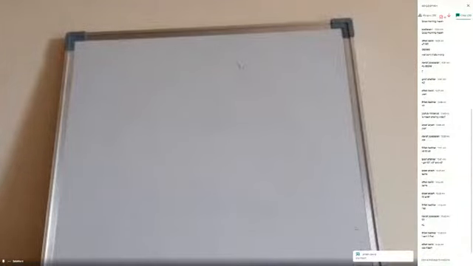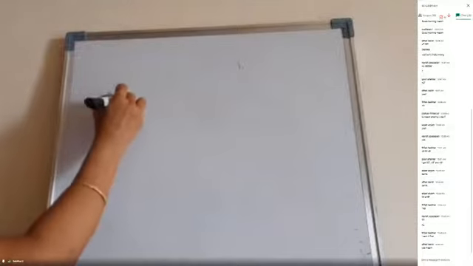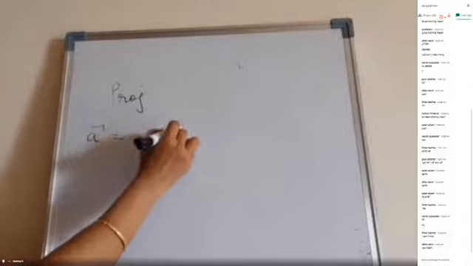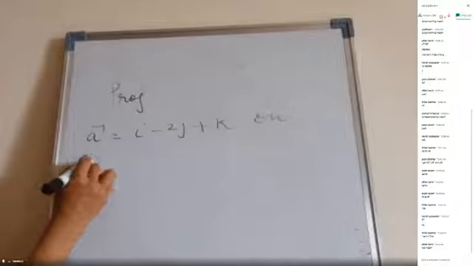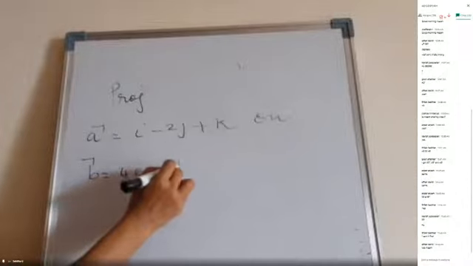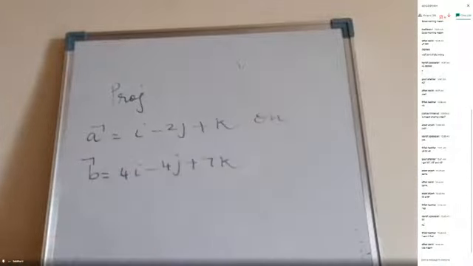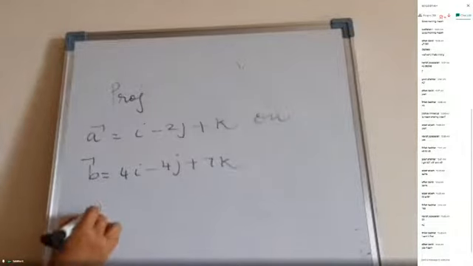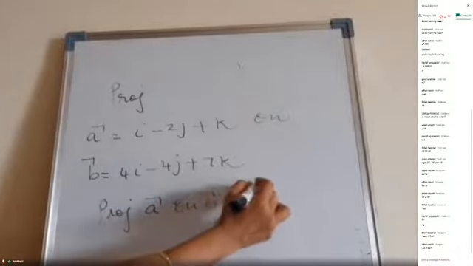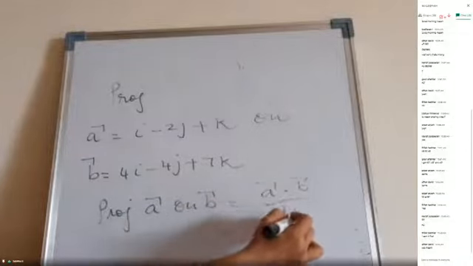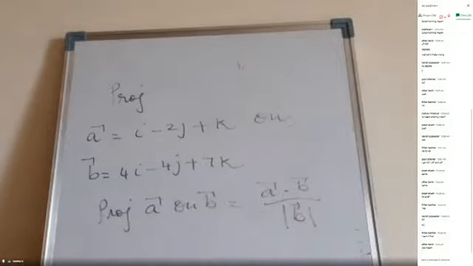Yes, find the projection in the next question. Find the projection of A vector on B vector. What will you do? The formula for the projection of A vector on B vector is A dot B by mod B. Find A dot B, then write mod B alone.